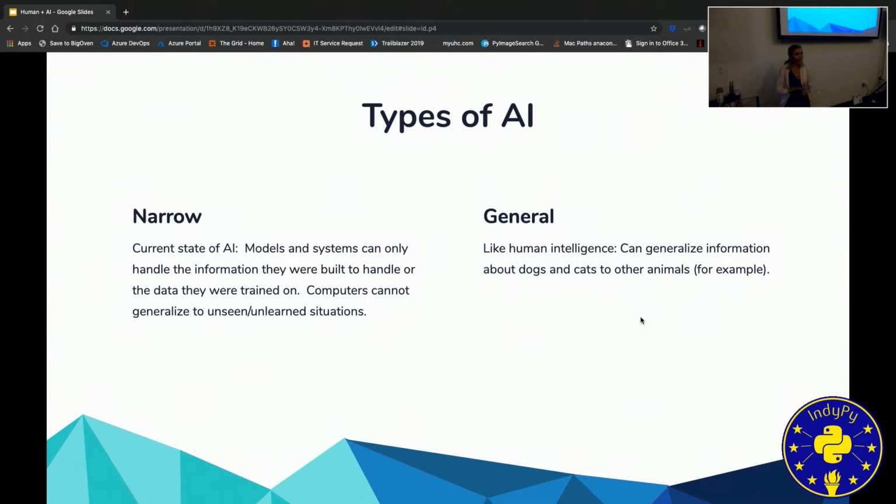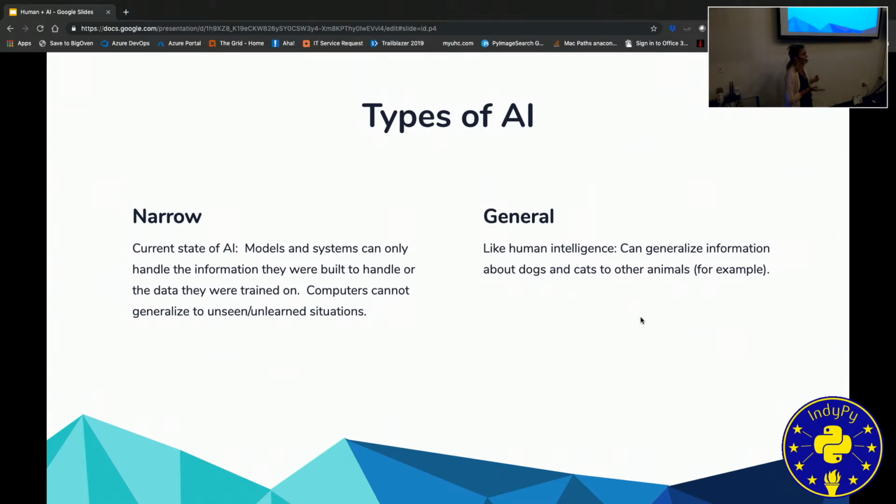The current state of AI, and probably anything that any of us will see in our lifetimes, is narrow intelligence. That means the models and systems that we're building can only handle the information they were built to handle or the data they were trained on. They can't understand anything that we haven't taught them. They can't generalize that information to other things they haven't seen yet. This is unlike human intelligence, where humans can generalize information.